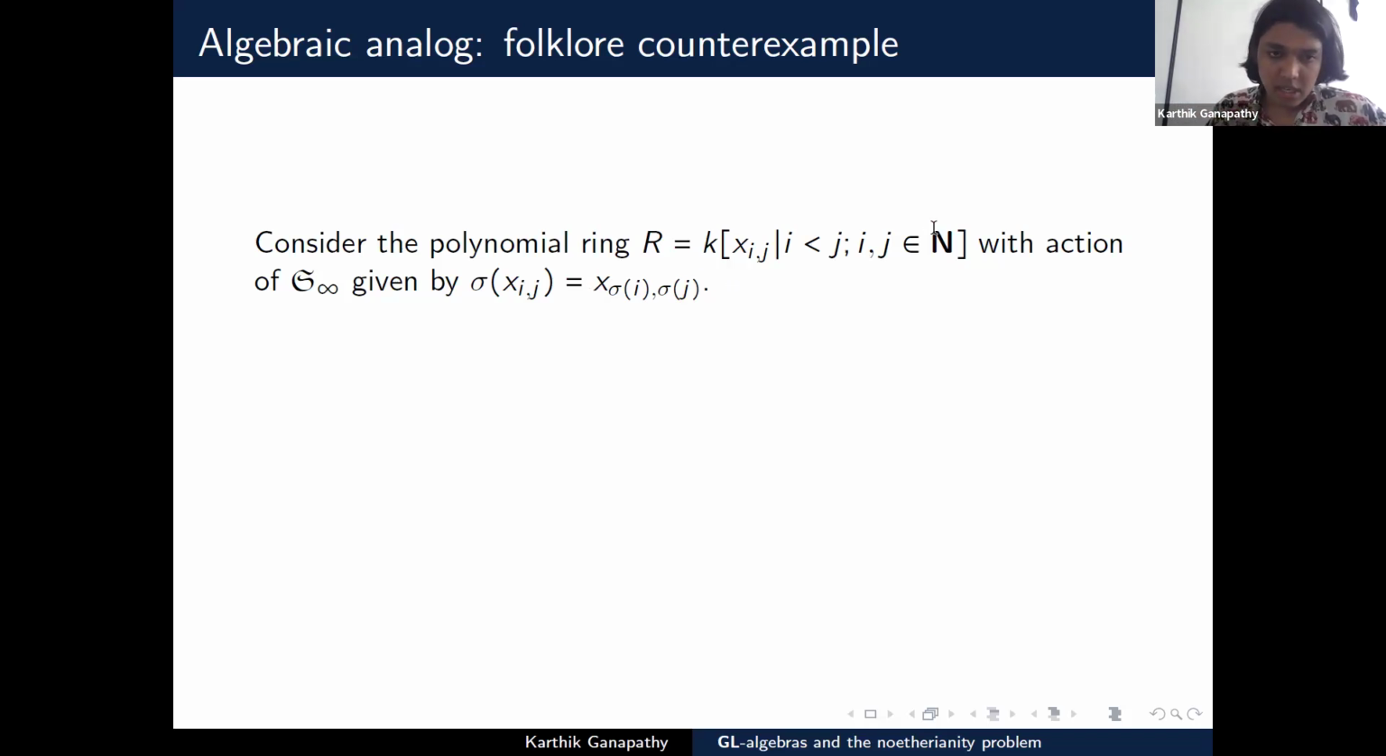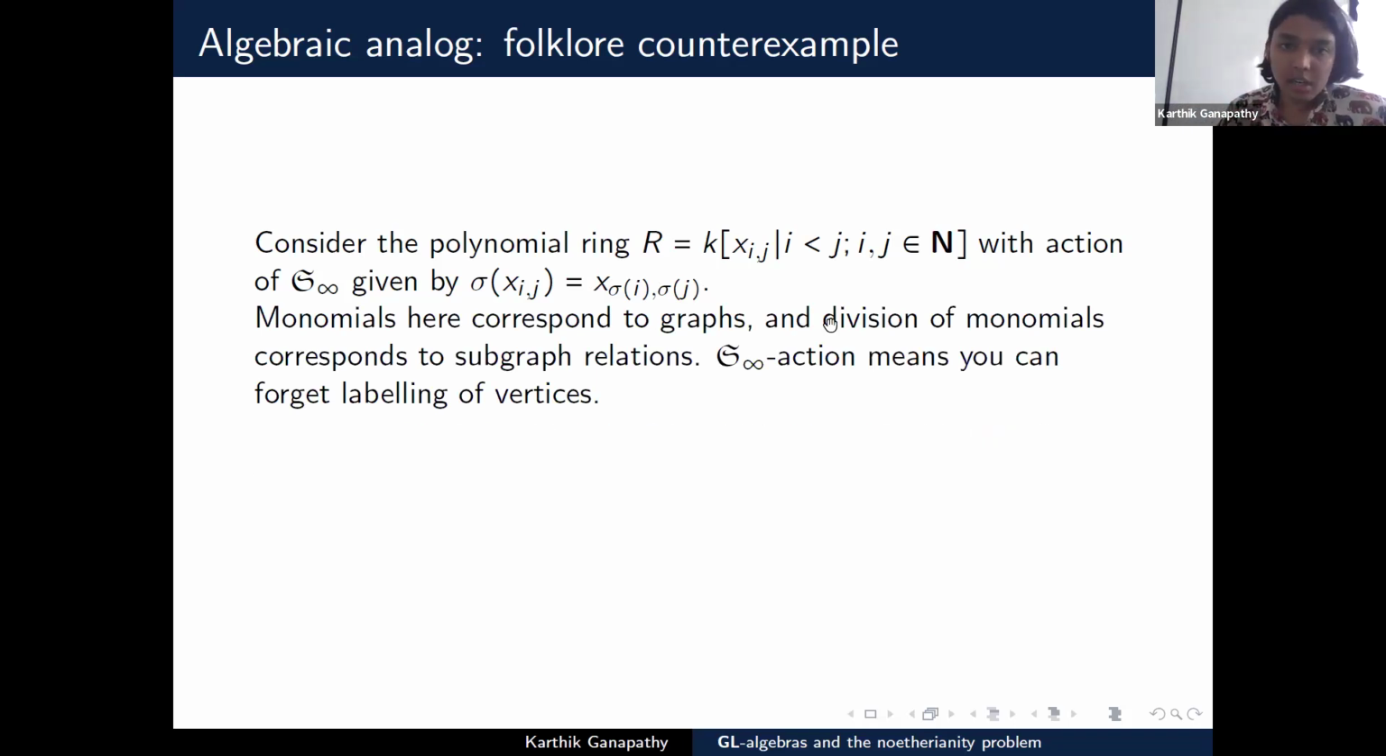But now the key observation here is that monomials here correspond to graphs, where x_ij, the variable, just means that we have an edge between i and j. So I'm thinking about if you give me a monomial, I'm going to build a graph out of it, where every time x_ij occurs in the monomial, I will connect the vertex i and j. And the graph is on the set of natural numbers. So division of monomials here corresponds to the subgraph relation. And S infinity action just means that you can forget the labeling of vertices.